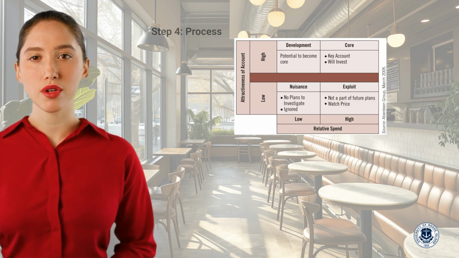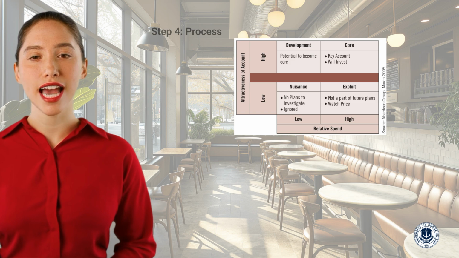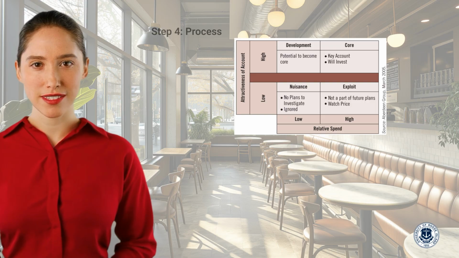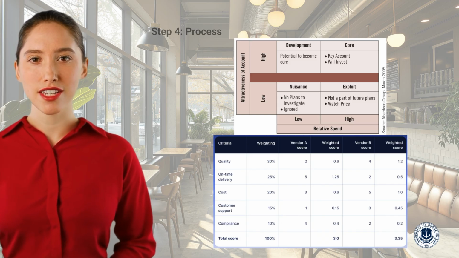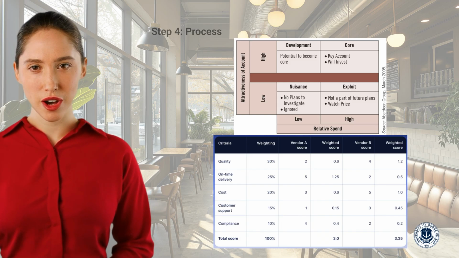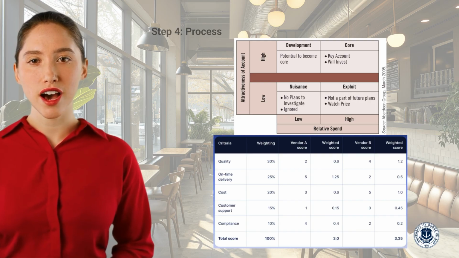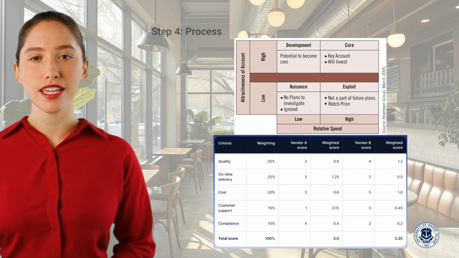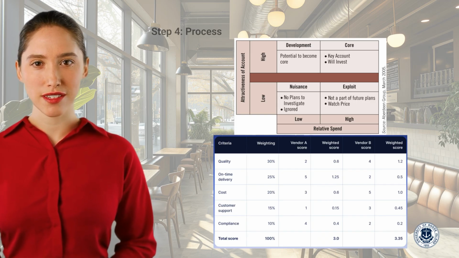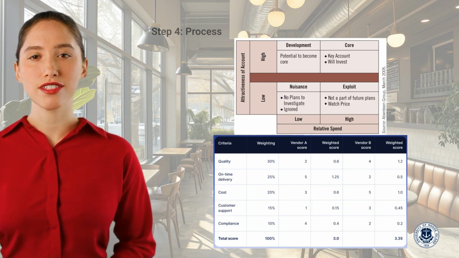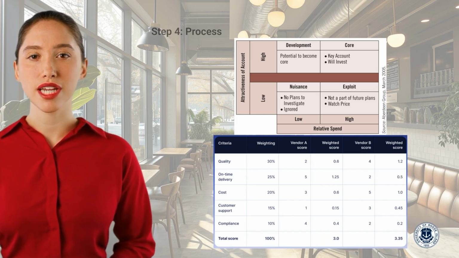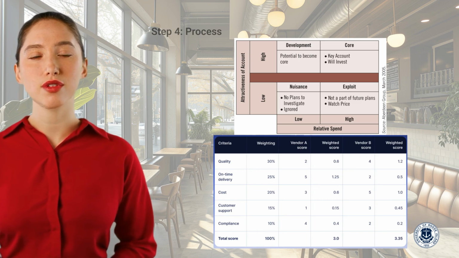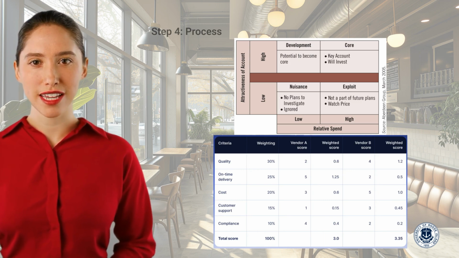Firms will add suppliers who are not currently in the top 80% of spend and develop them, whereas they may eliminate suppliers in the exploit and nuisance categories. Supplier scorecards are often used to evaluate alternative suppliers. This figure details an example of a supplier scorecard, where criteria including quality, on-time delivery, cost, customer support, and compliance are rated with different weighted scores. As you can see, quality is heavily emphasized, followed by on-time delivery and cost. With vendor A and vendor B receiving ratings for each criteria, an overall weighted score is provided, with vendor B coming up slightly ahead.